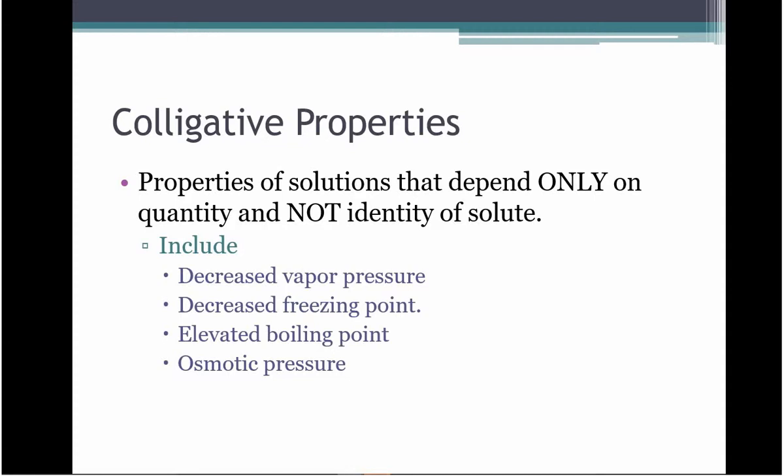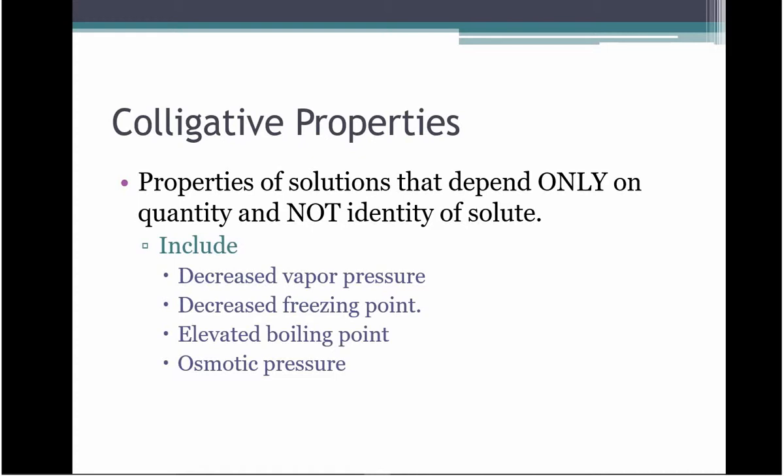Now, for us, we're going to specifically focus on vapor pressure. The more particles you have, the more your vapor pressure goes down. That's because the more interactions you have between solute and solvent, the less likely it is that a solvent particle is going to fly off into space.